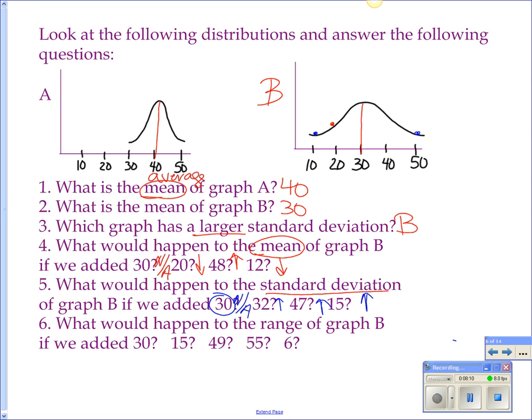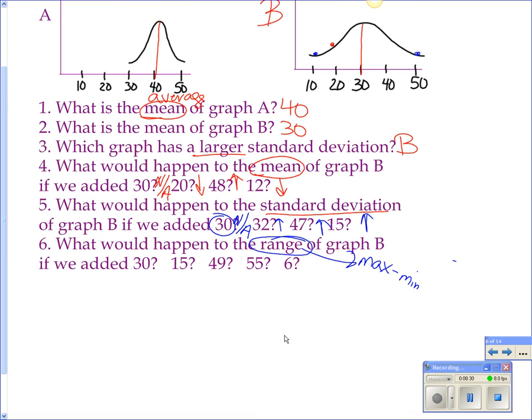All right. Zach, number 6 says what would happen to the range. Zach, what's the formula for range? Good. Maximum minus minimum. All right, so let's talk about what the range of graph B is before we talk about adding any numbers. Stephen A., what's the maximum of graph B? No, all the way to the end. What's the maximum? 50. Okay. And Riley M., what's the minimum? 10. So Chase, what's 50 minus 10? Okay, so that's the range of the graph right there.